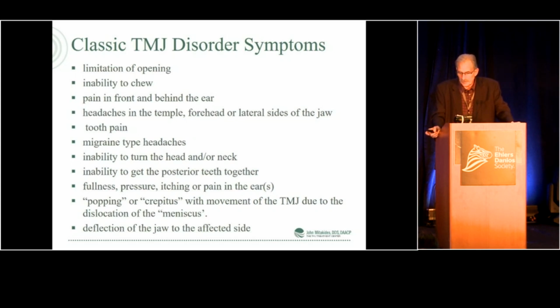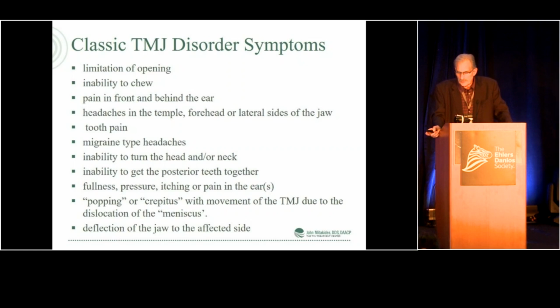Now, the inability to get the posterior teeth together, basically we'll have swelling in the joint when it dislocates. The fullness and pressure and pain in the ear, we end up getting a lot of referrals from ENTs. Basically the situation is that the same nerve that goes to the back of this joint is a nerve called the deep temporal nerve. The deep temporal nerve is a branch of the mandibular nerve, which is a branch of the trigeminal nerve. Imagine that. And it's the same nerve that goes to the ear canal. So basically pain in one will be thought to come from the other when in fact it's all the TMJ.